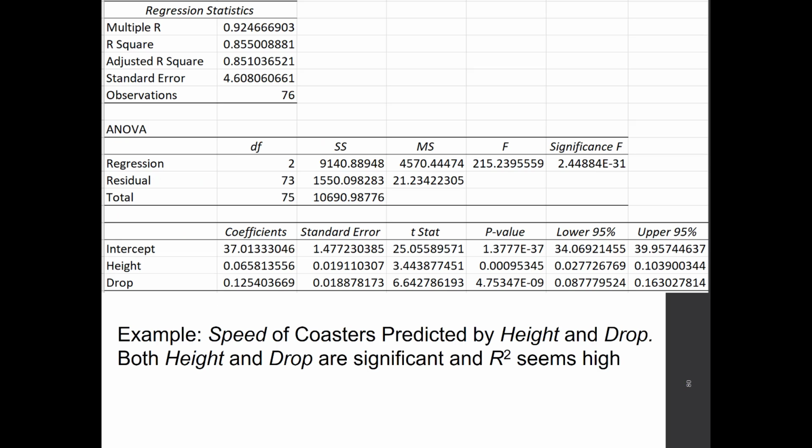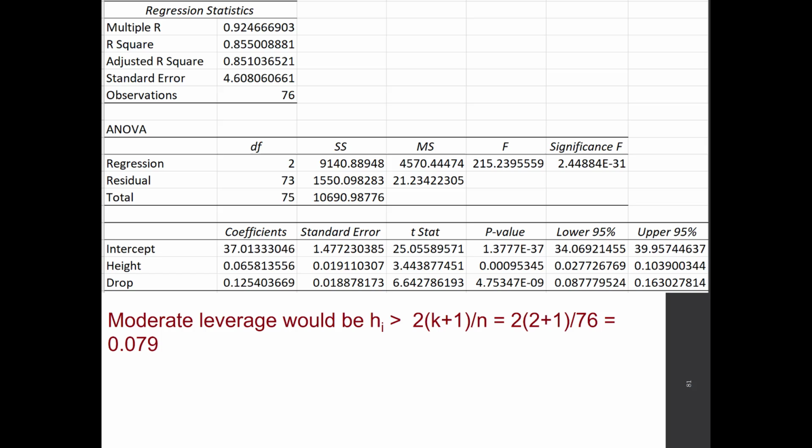So we're working with our roller coaster data again, and this time we're going to predict speed from height and drop. Notice that both height and drop are significant. They have small p-values, and the r-squared seems high. About 86% of the variability in speed is explained by using height and drop in this model. So let's look at leverage.